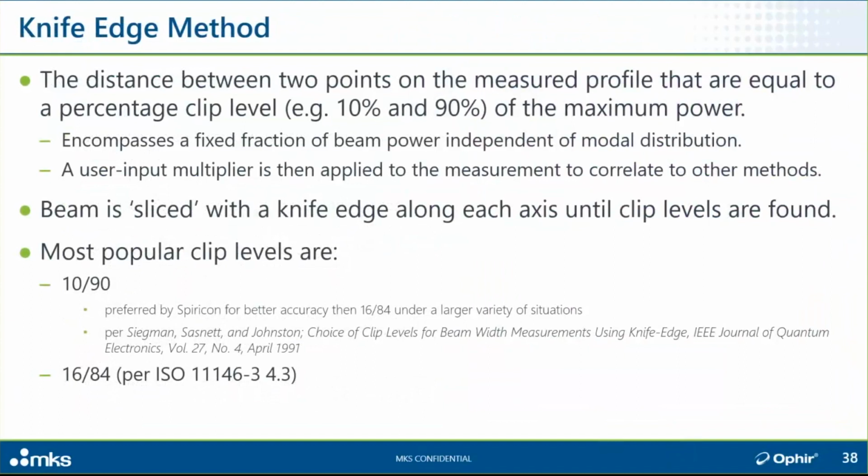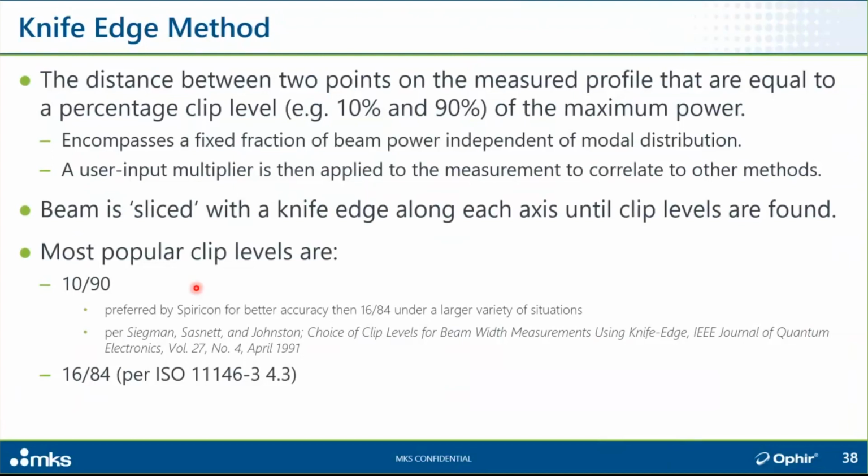This result is the distance between 2 points on the measured profile that are equal to a percentage clip level of the maximum power. This method encompasses a fixed fraction of beam power independent of the modal structure of the beam. It's performed using an X and Y 1D data set, so you don't really consider the rest of the data except for those 2 slices. The knife edge method does require a user input multiplier, which is then applied to the measurement, which allows it to correlate to other methods' more accurate or more realistic width.